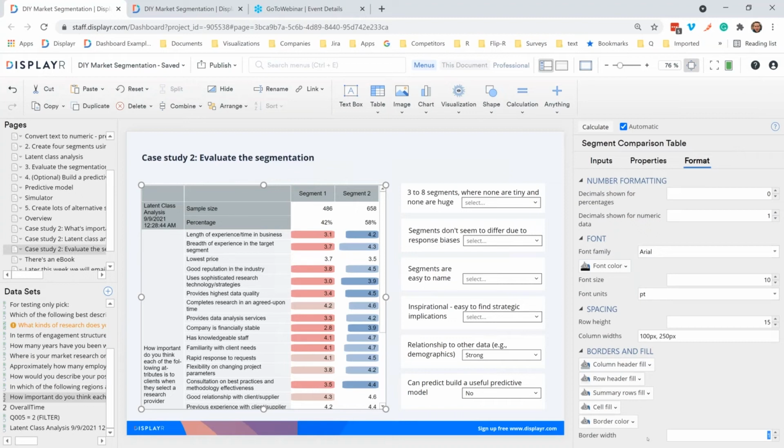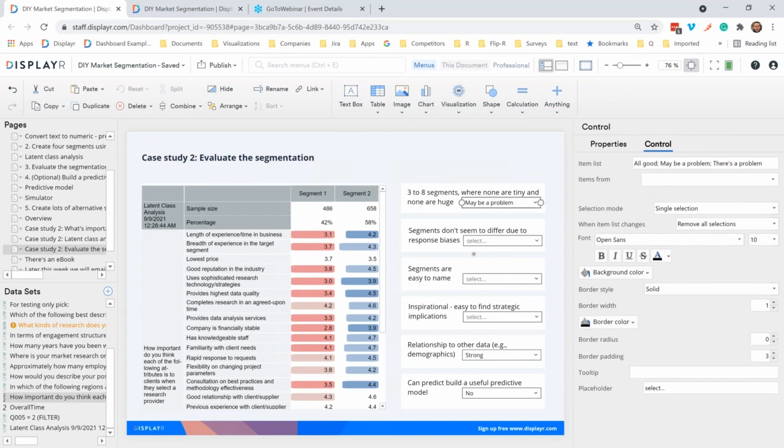All right, so now, do we have 3 to 8 segments? Clearly we don't. We've got 2 segments, but we forced it, and it can be appropriate to have 2. It's just pretty rare. They're roughly equal size. We might have a problem here. Now let's try and interpret the segments.